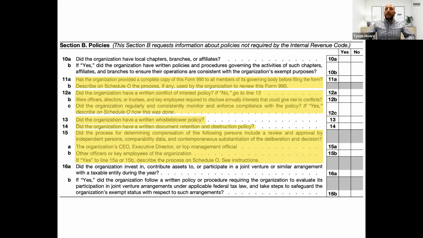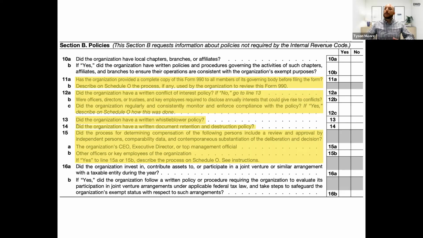Back when Sarbanes-Oxley occurred with the whole Enron thing, I know this is a long time ago now, there were several policies that for-profit companies were forced to put into place. And there were two policies that they really wanted all not-for-profits to put into place. And these are those two policies: the written whistleblower policy and the written document retention and destruction policy.